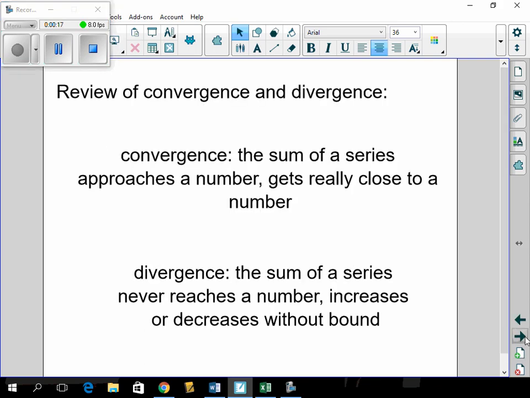So something we want to go over quick is convergence and divergence. Convergence, we said the sum of a series approaches a number, it gets really close to a number. And divergence, the sum of a series never reaches a number, or it increases or decreases without bound. So for convergence, again, we're almost approaching a limit. The sum gets really close to a number, but it never goes over. Versus divergence, it just kind of goes with no control. It either increases or decreases without control.